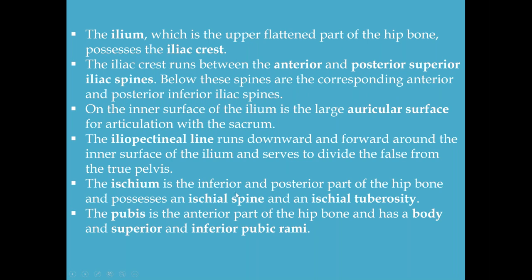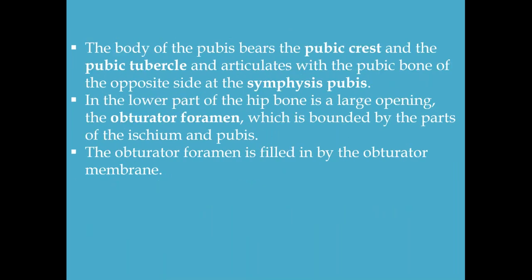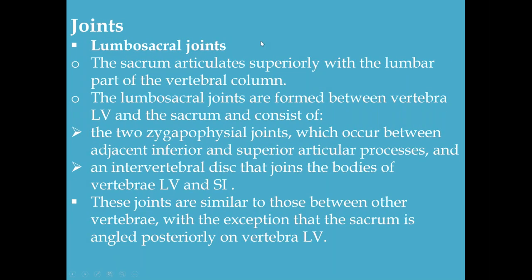The ischium is the inferior and posterior part of the hip bone and possesses the ischial spine and the ischial tuberosity. And the pubis is the anterior part of the hip bone and has a body and superior and inferior pubic rami. These are the three important bones that form the hip bone. So what about the joints of the pelvis?